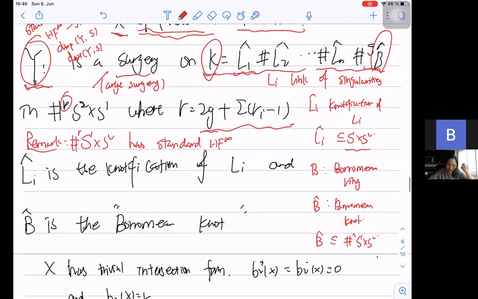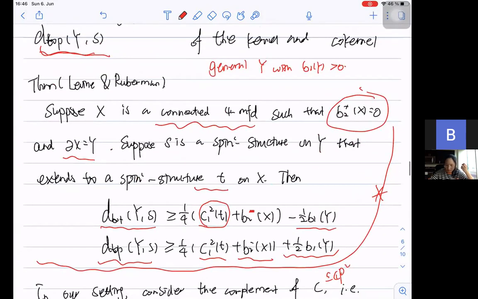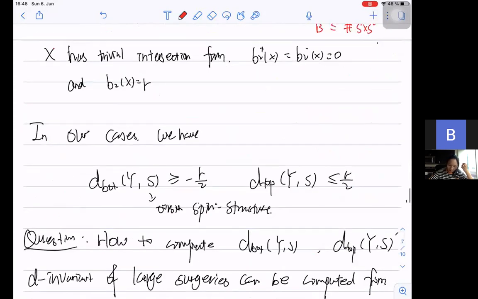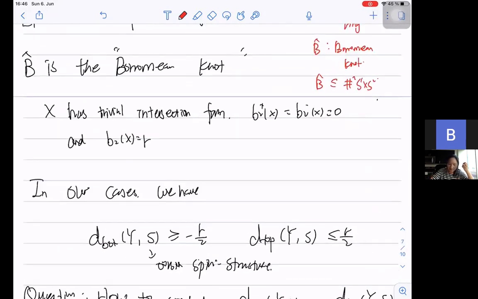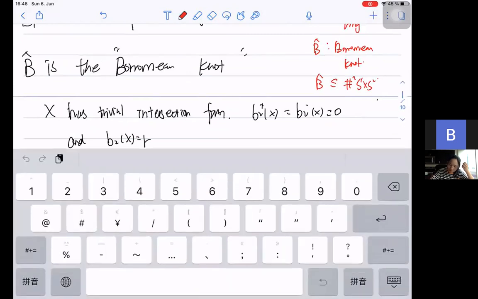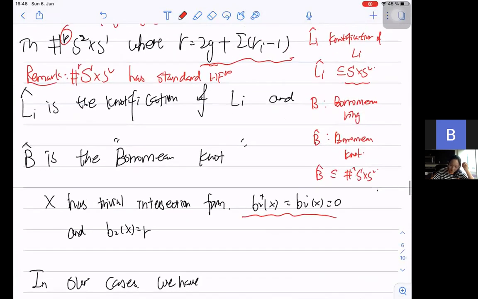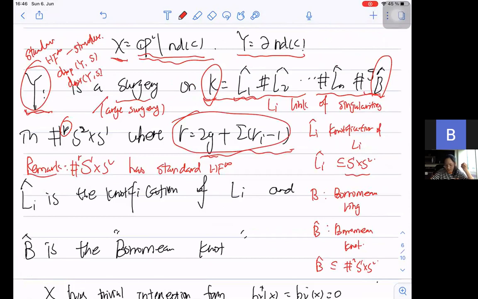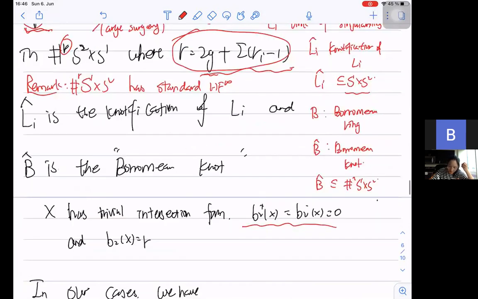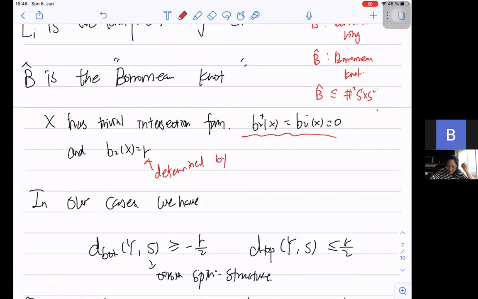So this is the topological information of Y. And what about X? Remember in the theorem, the key thing we need X to satisfy is that b2 plus of X equals 0, so it has non-positive definite intersection form. Here, the good thing is that in our setting, X has trivial intersection, which means b2 plus of X equals b2 minus of X equals 0. So it satisfies the assumptions in our theorem. And b2 of X equals R, where R is exactly what was defined when we described the topology of Y, and this is determined by the complex curve C.